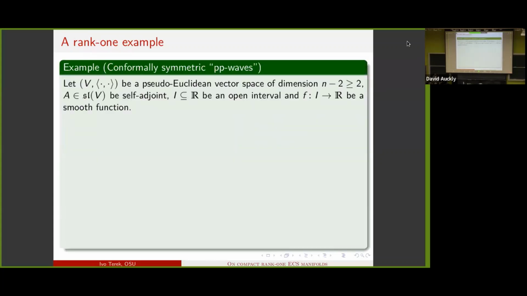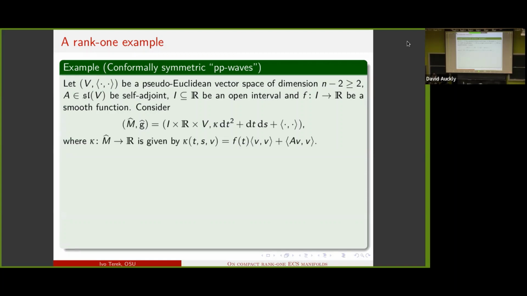So let me give you an example so you can get some intuition for this. I'll give you an example of an ECS manifold built from some type of initial data, and the data we fix is like this. You start with a pseudo-Euclidean vector space of dimension at least 2. You take a traceless self-adjoint operator of your space, an open interval in the real line, and you take a smooth function. Then you consider this manifold here.